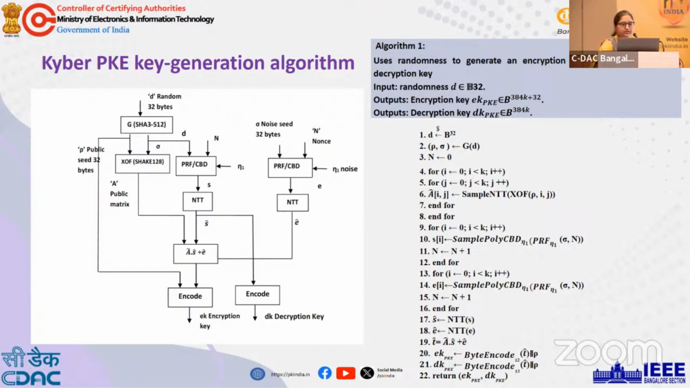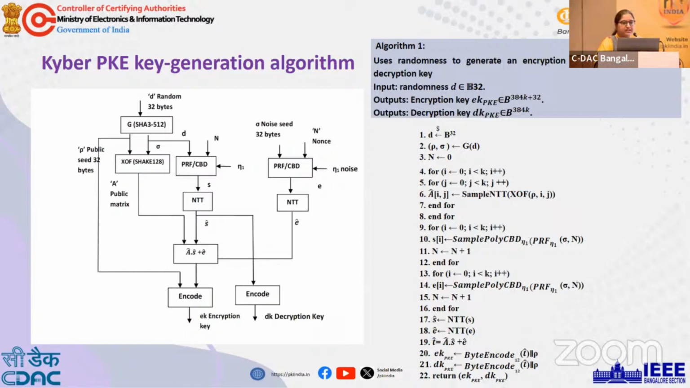So the polynomial values of the A cap matrix are stored, and we generate a secret vector S of I, and we generate the error E of I again with the same process. Then S cap and E cap are generated, and then the linear equation A cap times S cap plus E cap is generated.